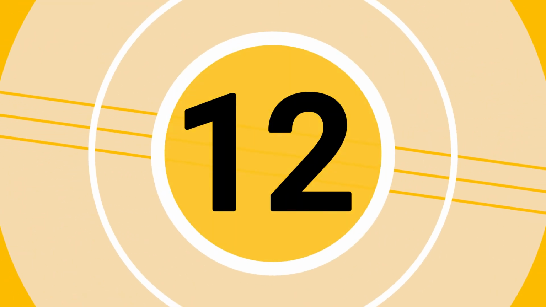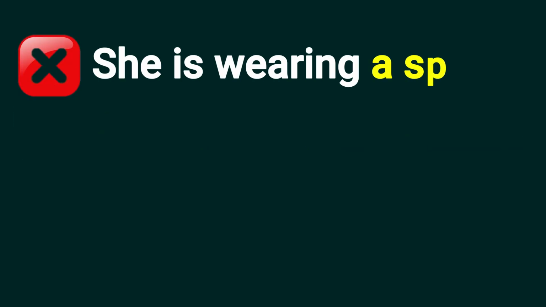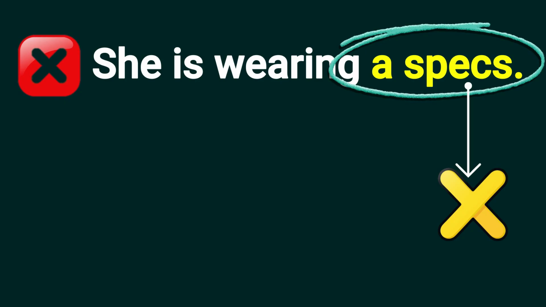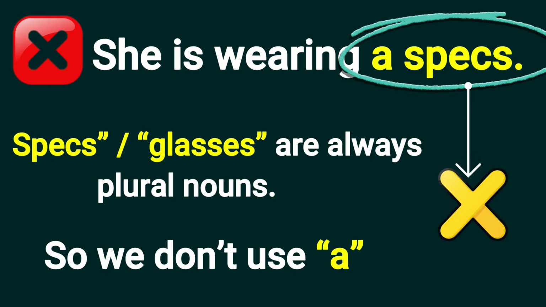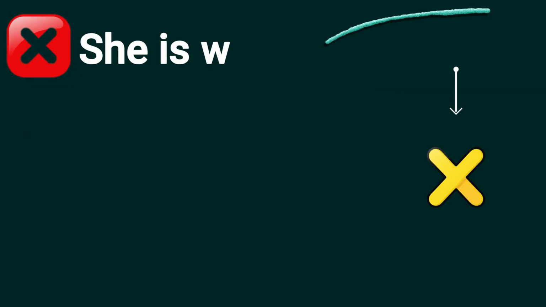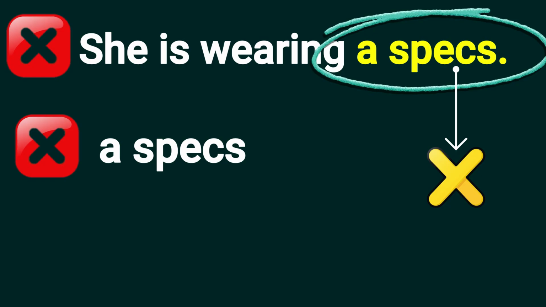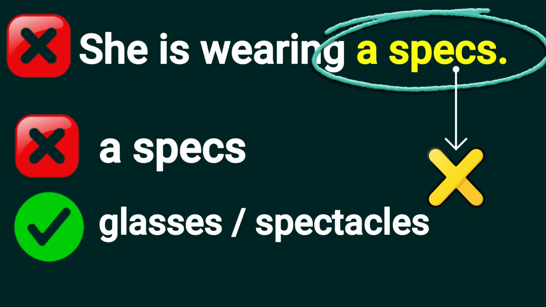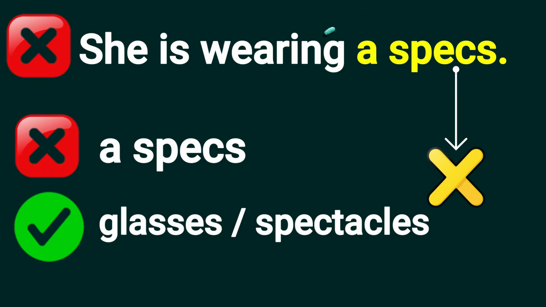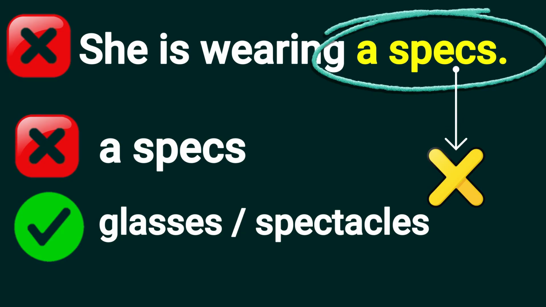Mistake number 12. She is wearing a specs. So let's find out the mistake. Here using of a specs is wrong. So let's understand the reason. A specs is wrong because specs and glasses are always plural nouns, so we do not use a. So a specs is wrong. Glasses and spectacles are right because both are plural nouns.